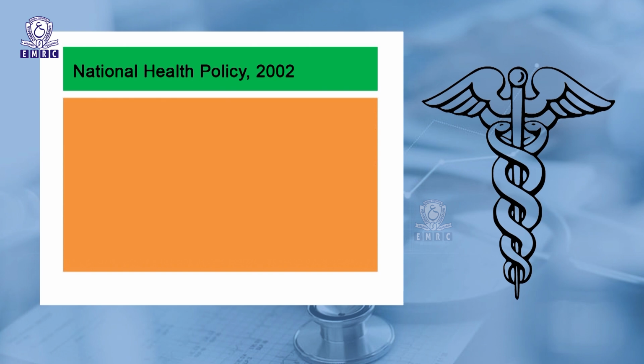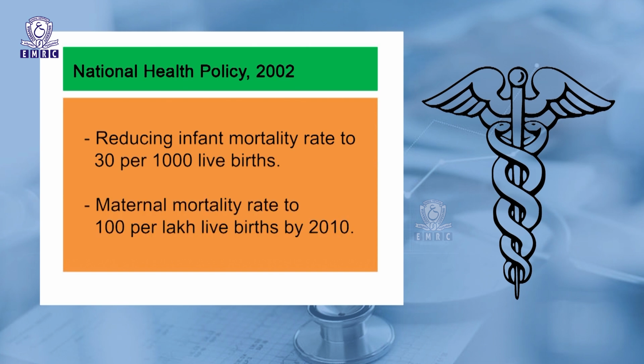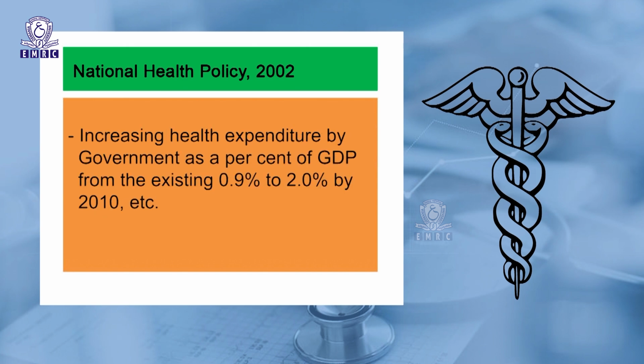The National Health Policy 2002 endeavors to achieve time-bound goals like reducing infant mortality rate to 30 per thousand live births and maternal mortality rate to 100 per lakh live births by 2010, and increasing health expenditure by government as a percent of GDP from the existing 0.9% to 2% by 2010.